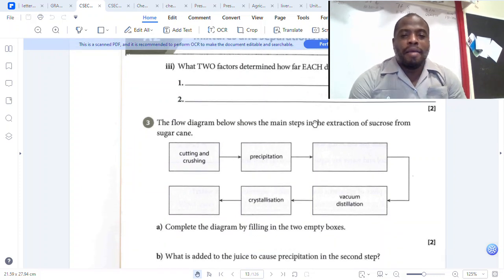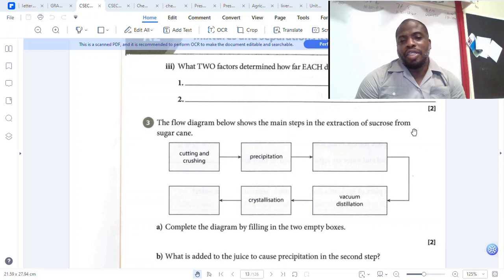The flow diagram below shows the main steps in the extraction of sucrose from sugarcane. You know the sugarcane, the sugar, we get it from sugarcane. So the cutting and crushing, then we have precipitation. And after precipitation, think about it and tell me what it is that you think happens next.